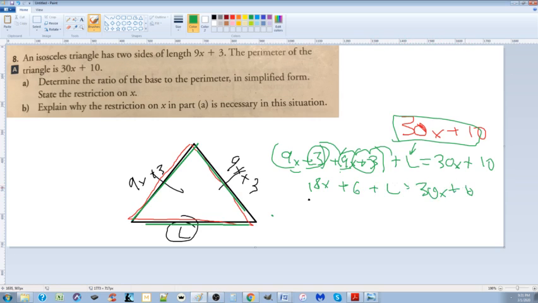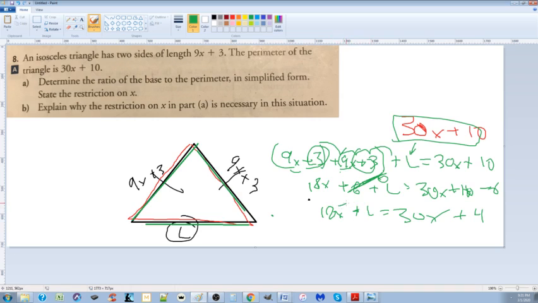Well, we don't want the plus 6 on this side, so we're going to subtract it, and we're going to subtract it on this side. So these just nullify themselves into 0 because we're subtracting, not dividing. And we're left with 18x plus L is equal to 30x. And what's 10 minus 6? It's plus 4. So now we want to get rid of this 18x, which is being added to the length.